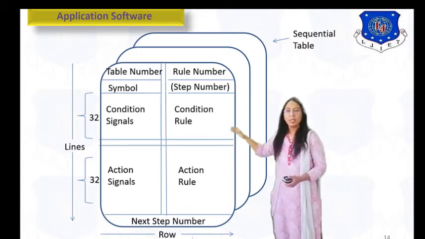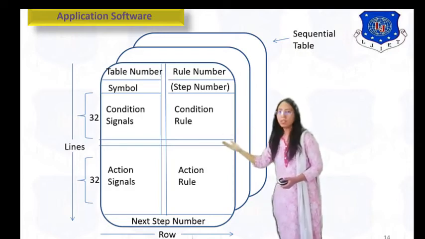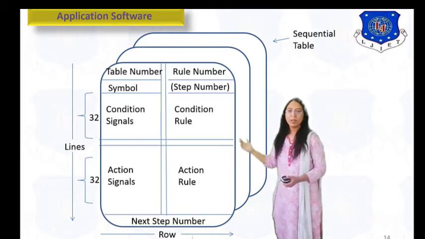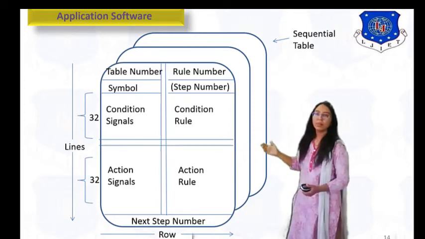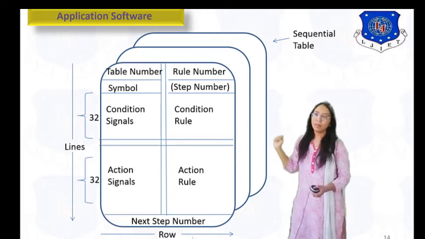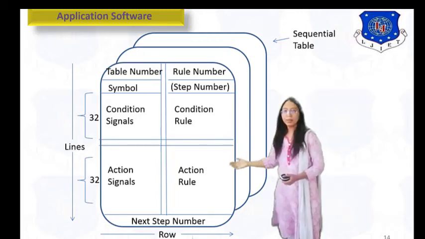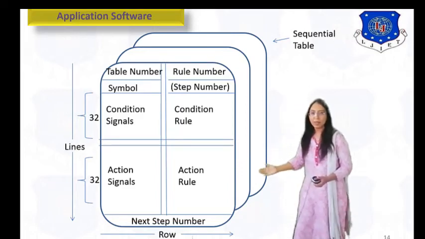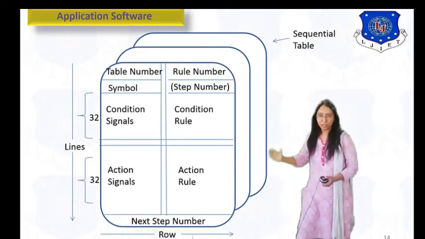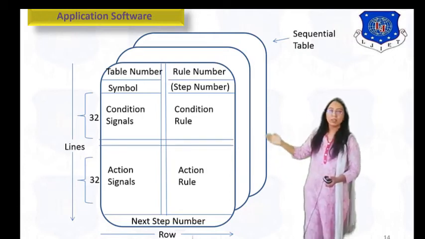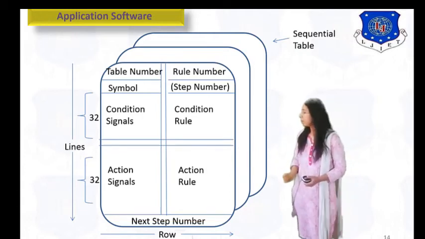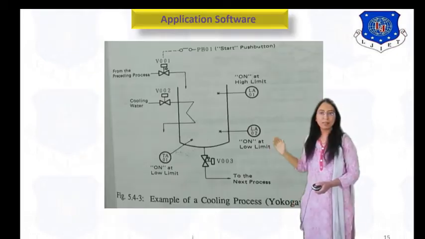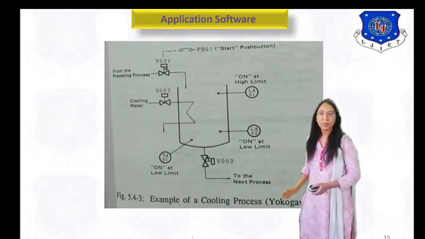Then under the table number, condition signals are available, which are 32 bits, and under the rule number, condition rules are available. Then action signals and then after that action rules. So all logic is developed in the sequential table. So here you can see an example of a cooling process.